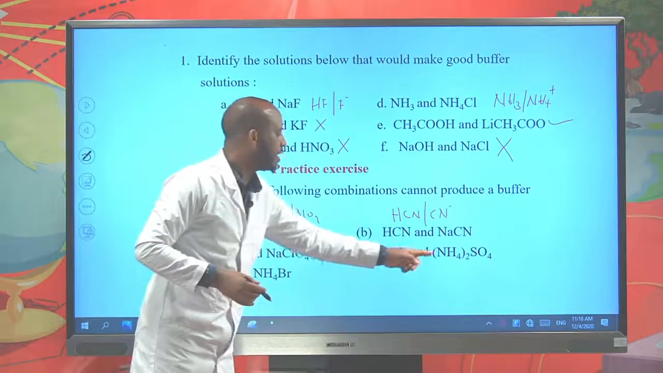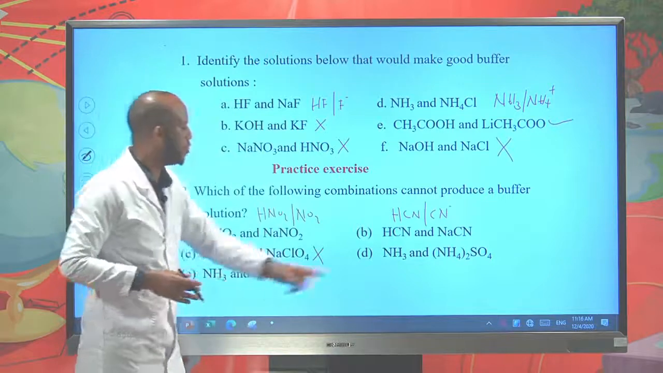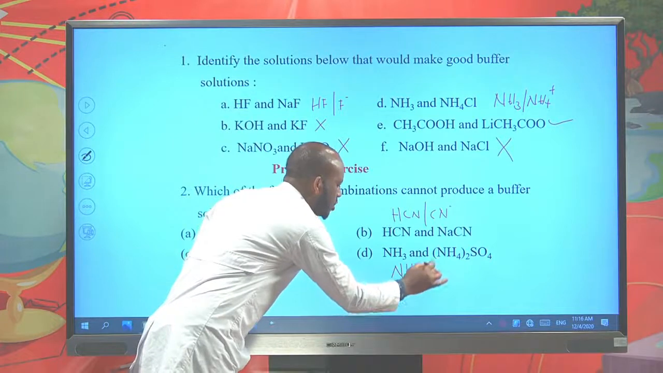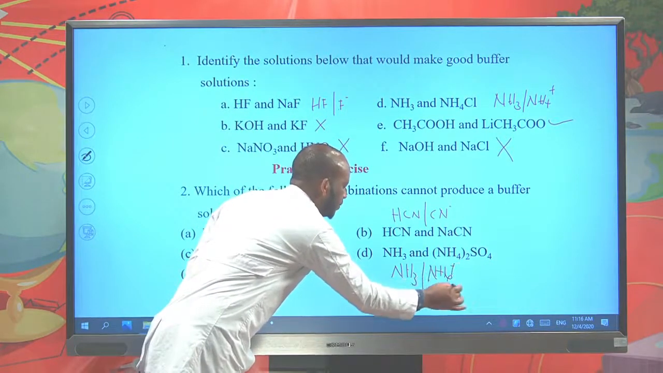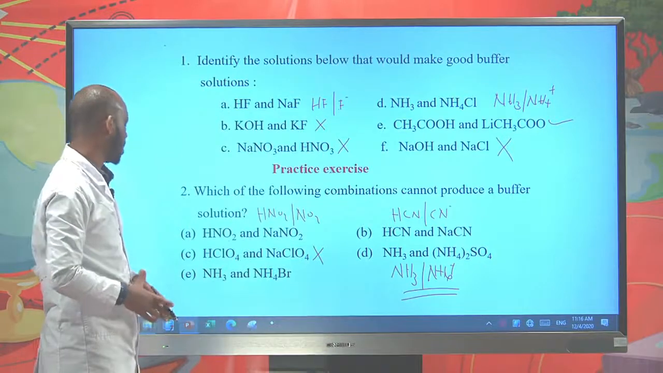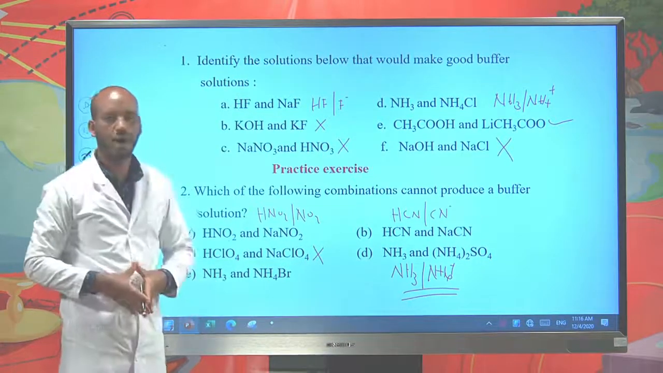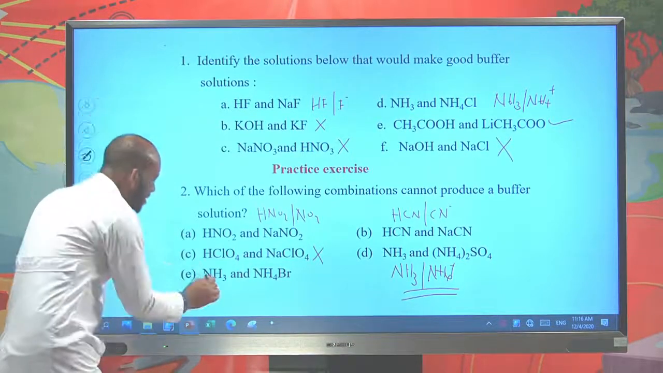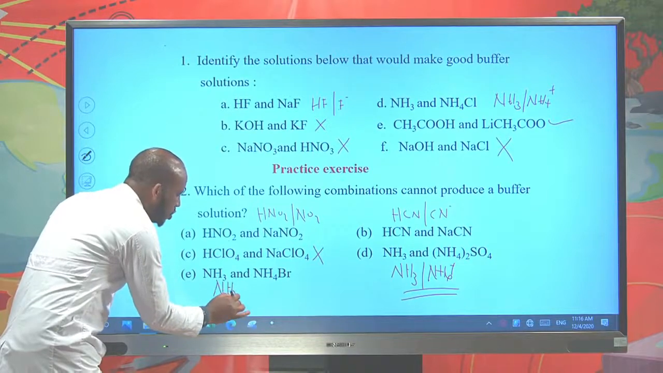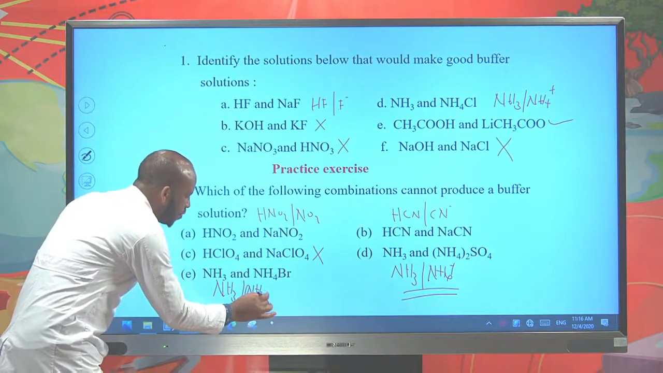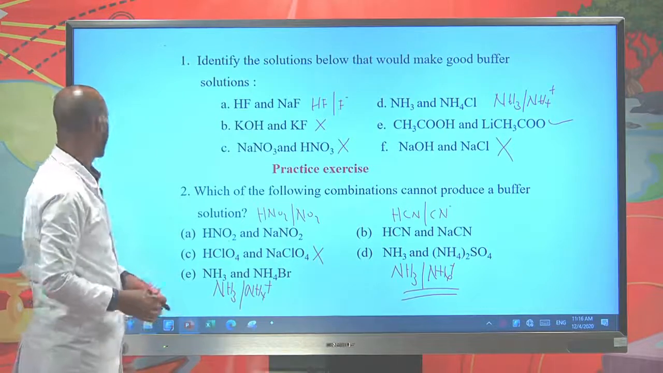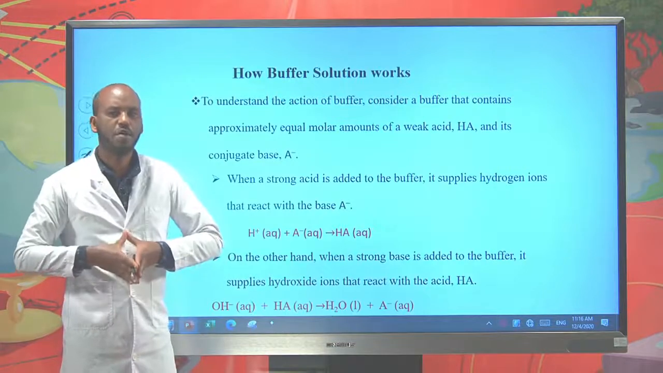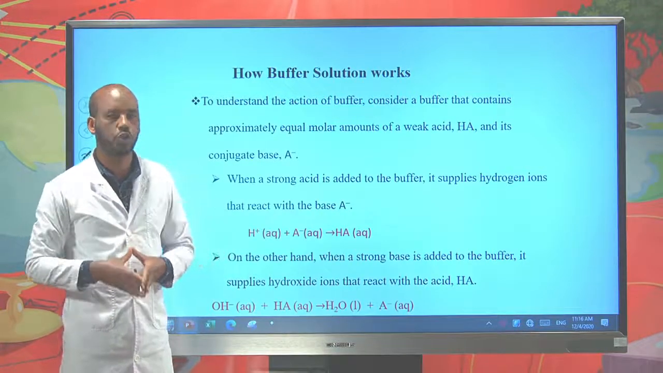D, ammonia and ammonium sulfate is a basic buffer solution. Ammonia, NH3, and its conjugate acid, NH4 plus, make a basic buffer solution. E, ammonia and ammonium bromide. Again, this is a basic buffer solution because this solution contains a weak base, ammonia, and its conjugate acid, NH4 plus. Good. How does a buffer solution work? How does a buffer solution resist changing pH?